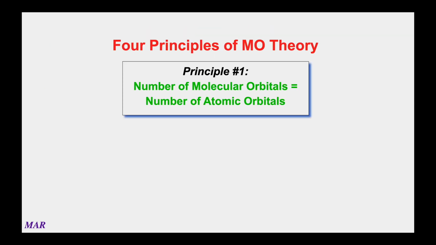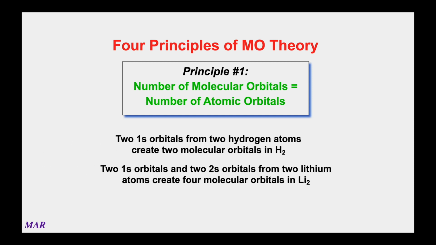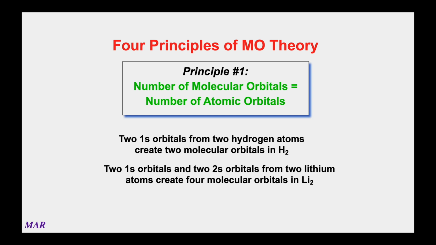Anyway. In molecular orbital theory, there are 4 principles that have to be followed, and we'll go through the principles to kind of lay the groundwork here for what's going on. Principle number 1 is that the number of molecular orbitals must equal the number of atomic orbitals, and there's lots of reasons why, but essentially the number of atomic orbitals you put in equals the number of molecular orbitals you get out. So if you put in 2 1s orbitals from 2 hydrogen atoms, you're going to end up with 2 molecular orbitals in the H2 molecule.